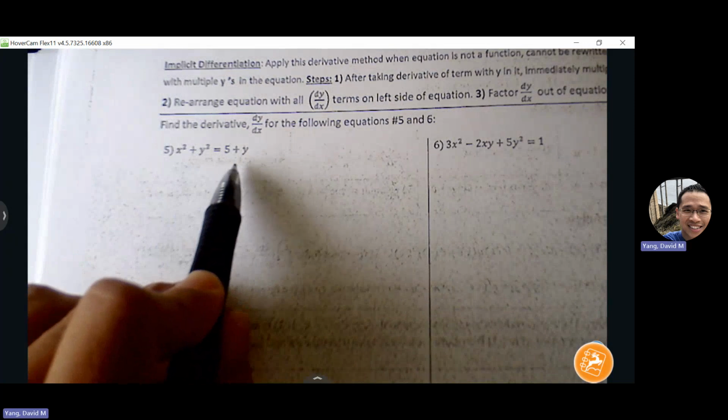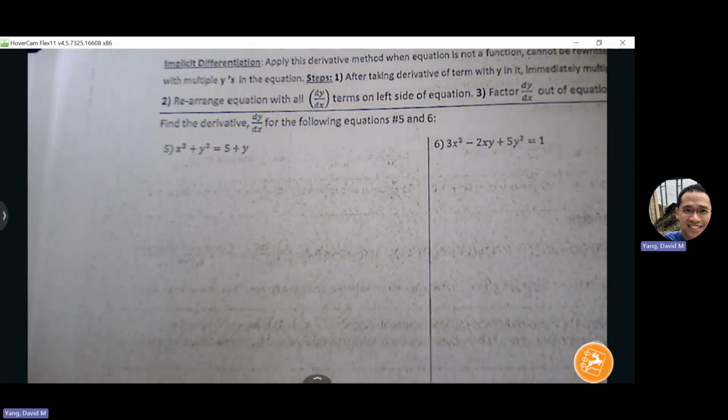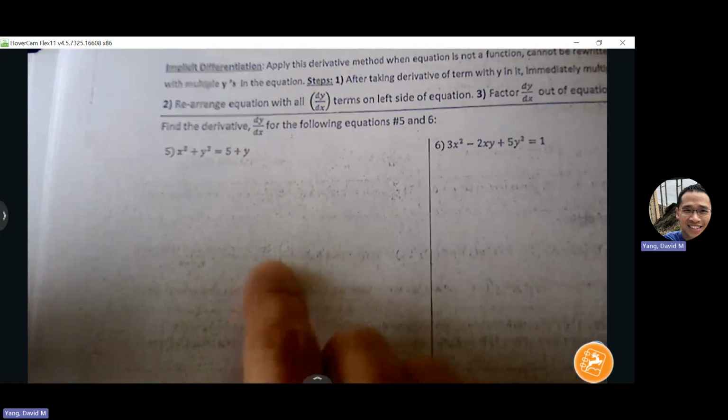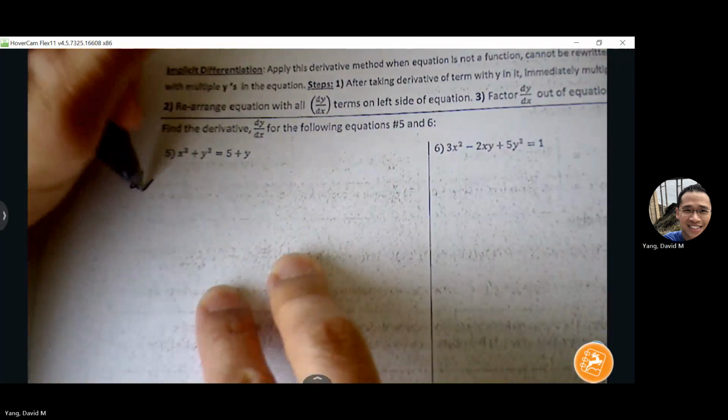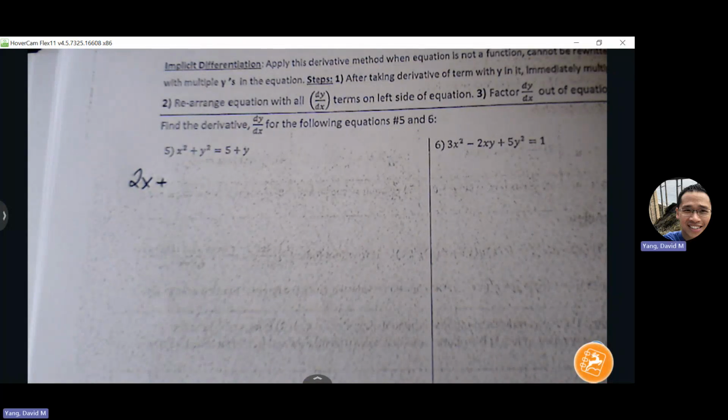Okay. So number 5, we have x squared plus y squared equals 5 plus y. So we're just going to do power rule like we normally would. It's just we got to do something a little bit extra after we do the derivative for the y variable. Okay. All right. One term at a time. X squared becomes 2x. Y squared becomes, good. So we find the derivative first, and then after that, we just include a dy dx.